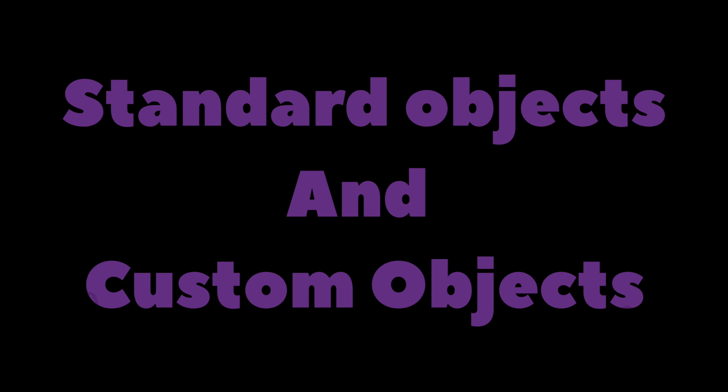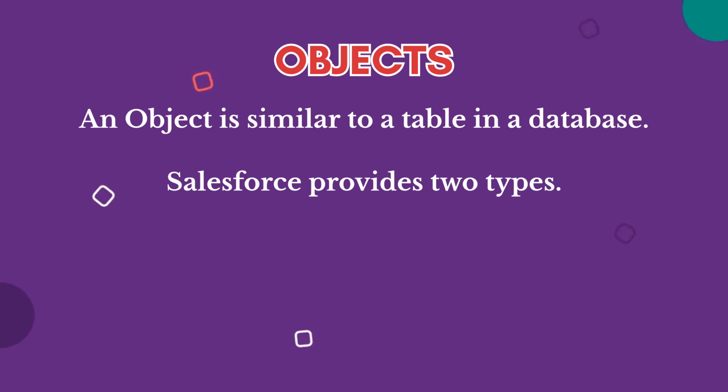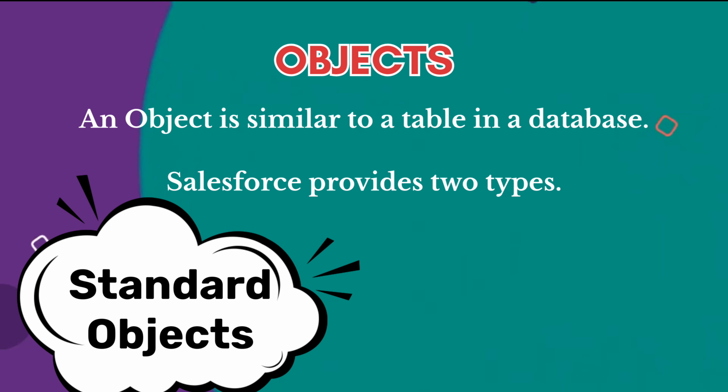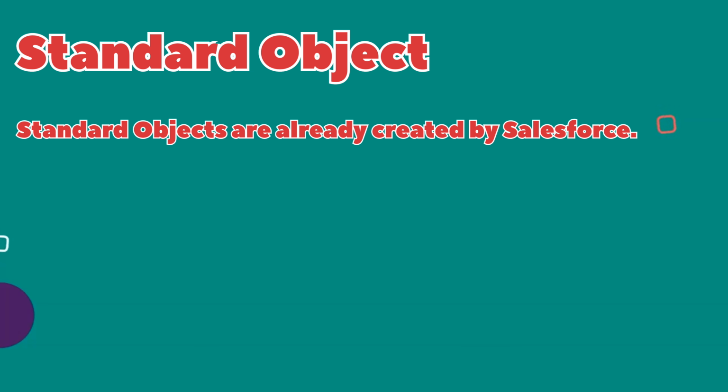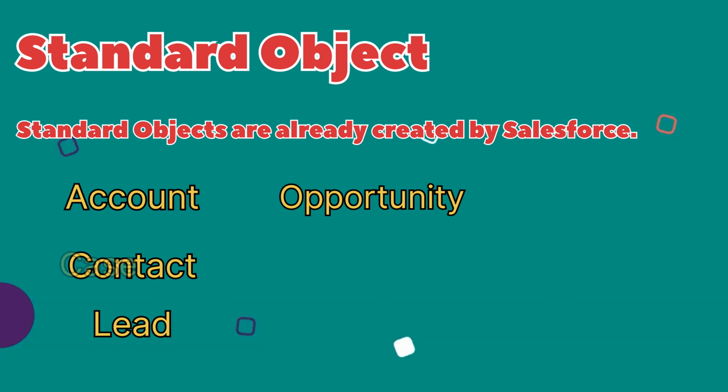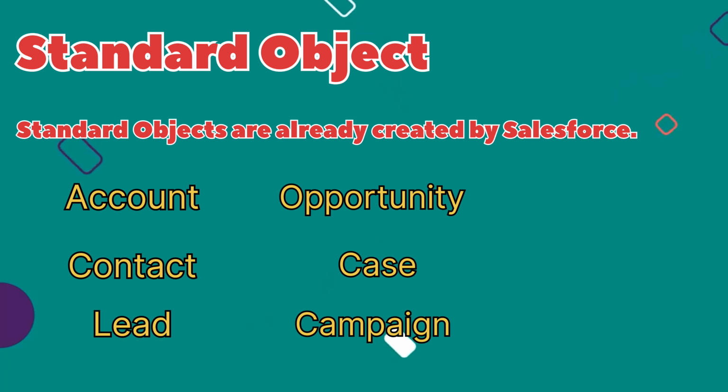So let's discuss standard objects and custom objects. Now let's understand objects. An object is similar to a table in a database. Salesforce provides two types of objects. One is a standard object and the second one is a custom object. So let's check what a standard object is. Standard objects are already created by Salesforce. Examples include account, contact, lead, opportunity, case, and campaign. These objects cover common CRM business needs. So these are already created by Salesforce.